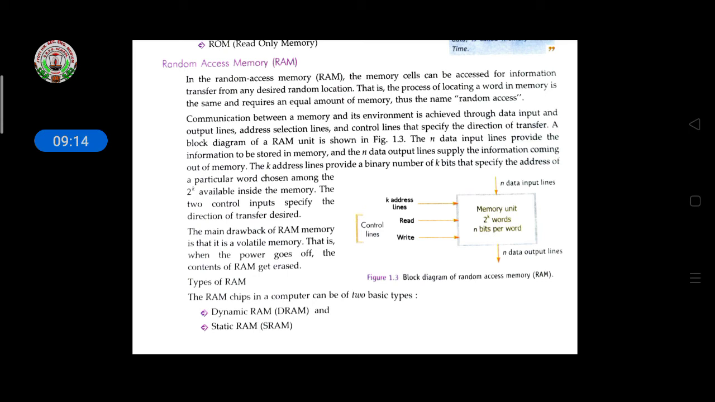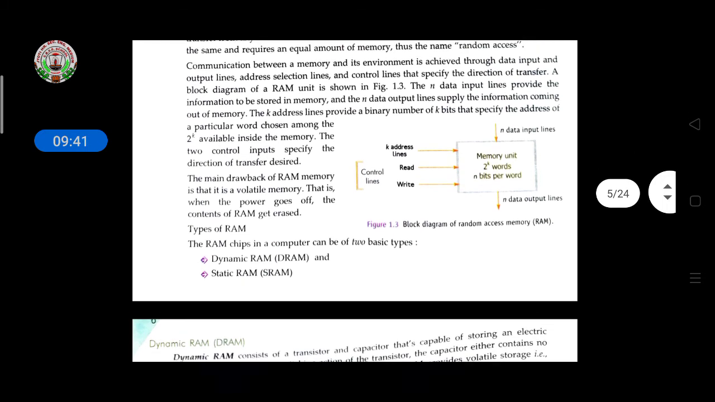So a block diagram is given here showing how it works. See here, memory unit: 2 to the power k words, n bits per word. Here is how it is controlled. First the address line, then read and write. It goes to the memory unit, and its input lines and output lines are also given here. This shows how it takes the instruction and how it stores the data.